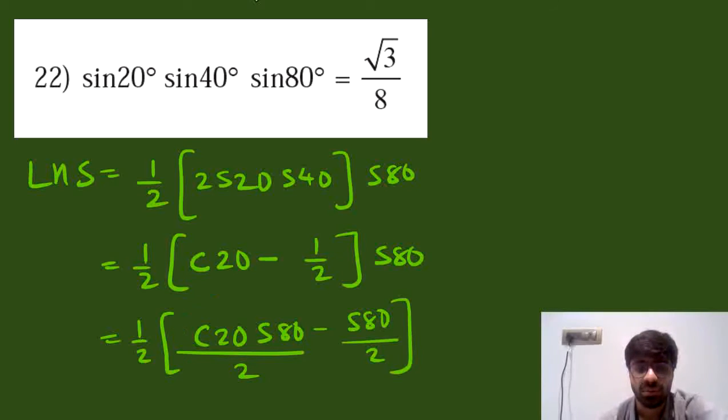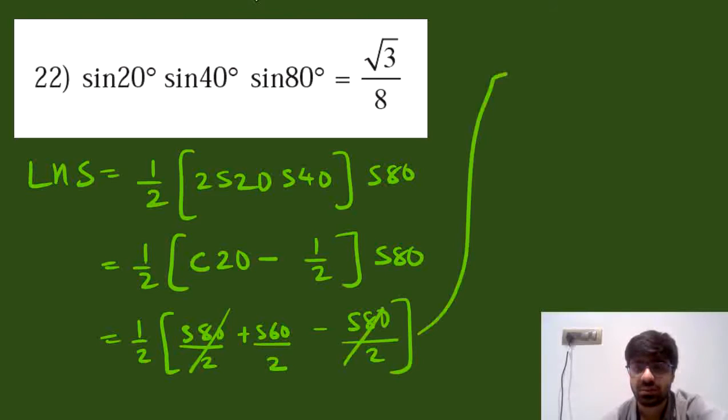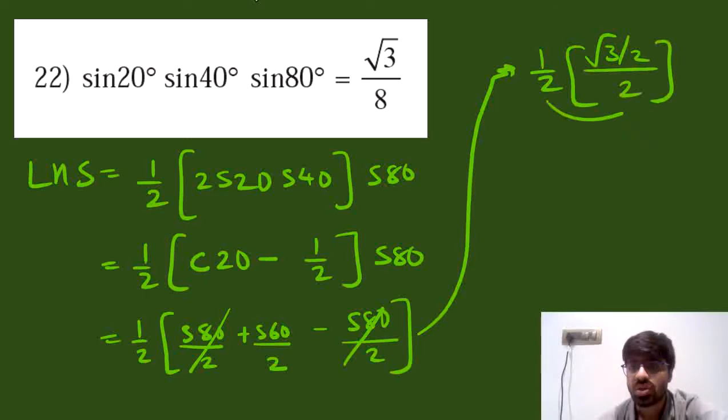So 2 sin A cos B, that would be sin of A plus B, that is sin of 80 plus 20, which is sin 100, plus sin of A minus B, that is sin of 80 minus 20, which is sin 60. Sin 100 is what we can write as 180 minus 80, and sin of 180 minus theta is sin theta. So sin of 180 minus 80 will be sin 80 only. If we split the two terms, it would be sin 80 by 2 plus sin 60 by 2. Sin 80 by 2 gets cancelled, and we are finally left with sin 60 by 2. Sin 60 is root 3 by 2 and divided by 2. So this would be root 3 by 4.